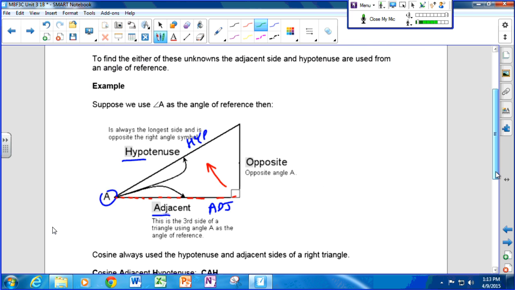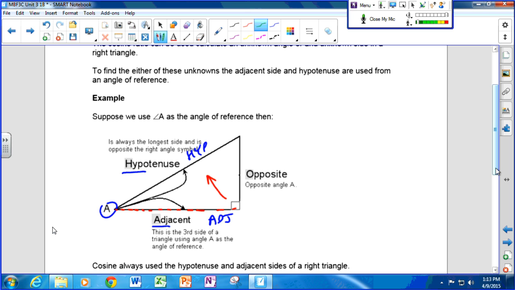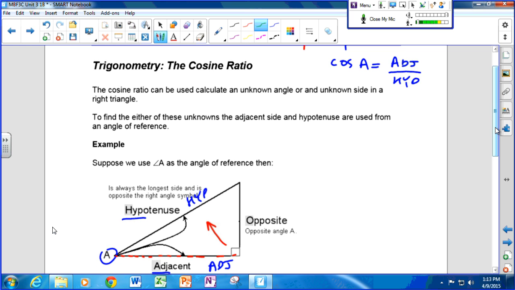Now, the cosine ratio is going to be exactly like the sine ratio. The difference is in SOH-CAH-TOA, so it's SOH, CAH, and TOA. The AH is adjacent over hypotenuse. You notice that the sine and the cosine both use the hypotenuse, and the opposite and adjacent.